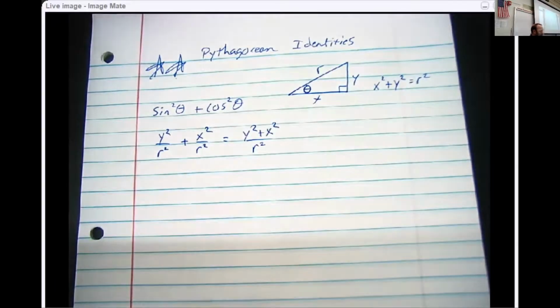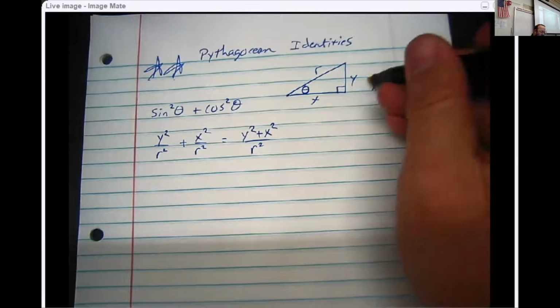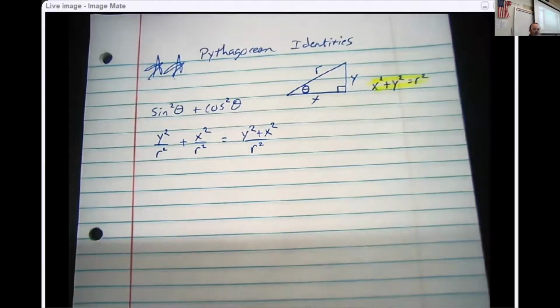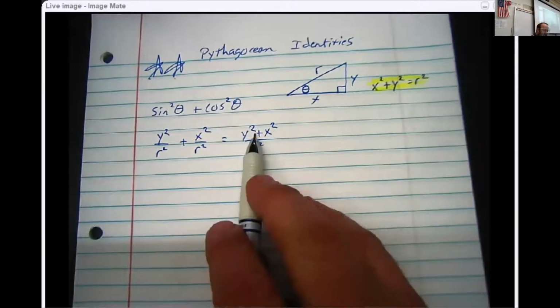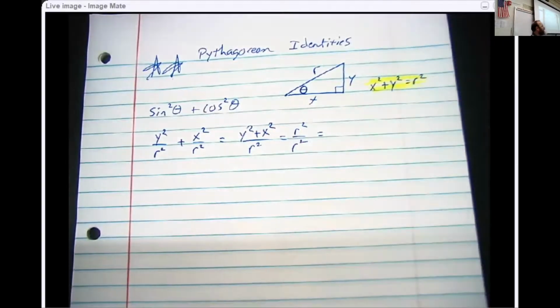By the way, happy times, check this out. What do you see? Look at that numerator. What is y squared plus x squared? Oh, y squared plus x squared is r squared. Hey, wait a minute. What does that give me? 1.